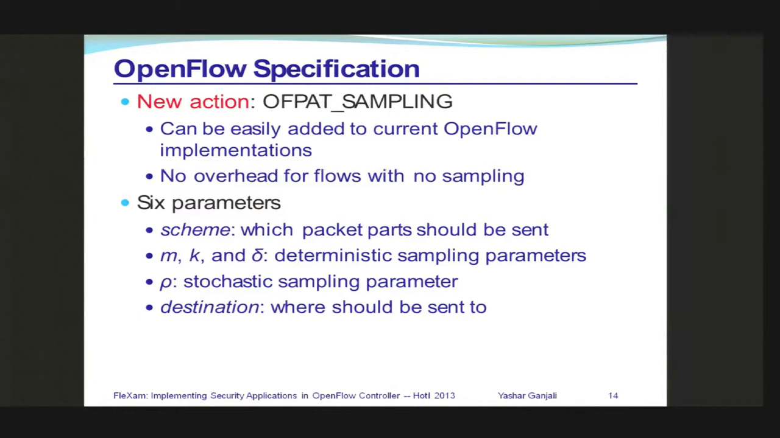You have a scheme; m, k, and delta are the parameters I mentioned for the deterministic sampling parameters. Rho is the rate of sampling for stochastic sampling. And we have the destination, which defines where the sampled packets are forwarded to.